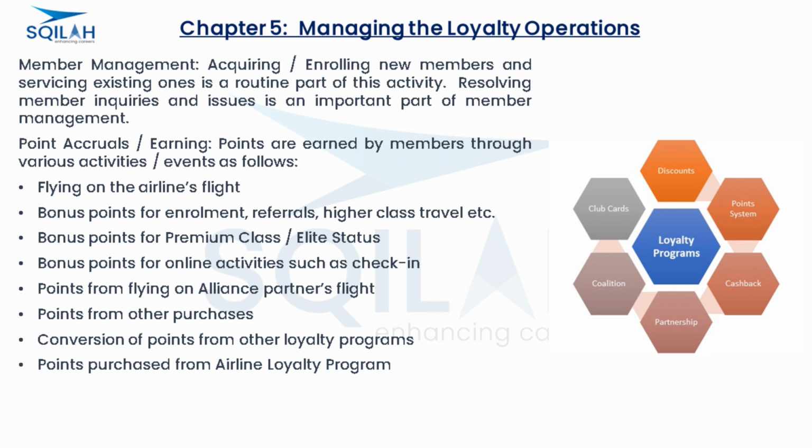Point accruals and earning. Points are earned by members through various activities and events as follows. Flying on the airline's flight. Bonus points for enrollment, referrals, higher class travel, etc. Bonus points for premium class or elite status. Bonus points for online activities such as check-in. Points from flying on Alliance Partners' flights. Points from other purchases. Conversion of points from other loyalty programs. Points purchased from the Airline Loyalty Program.